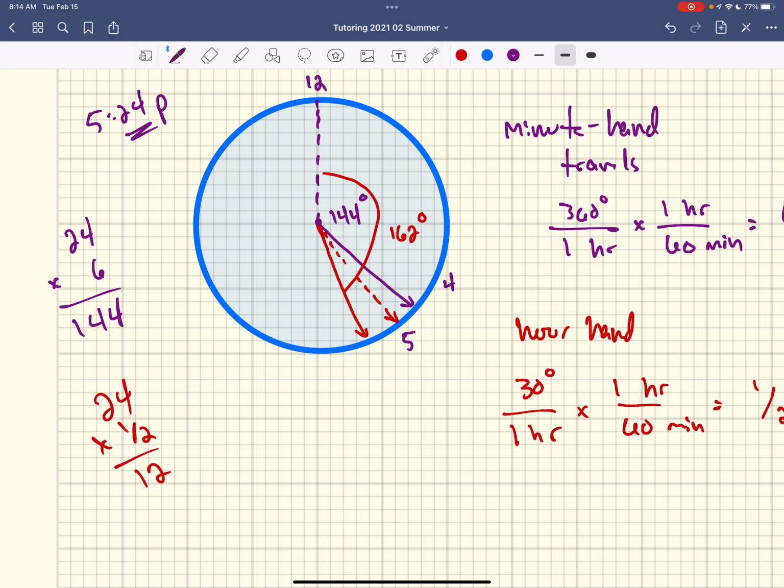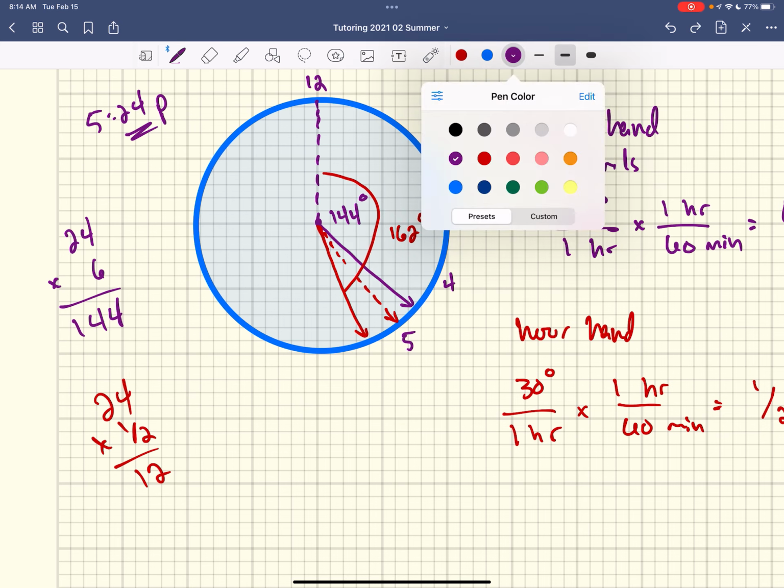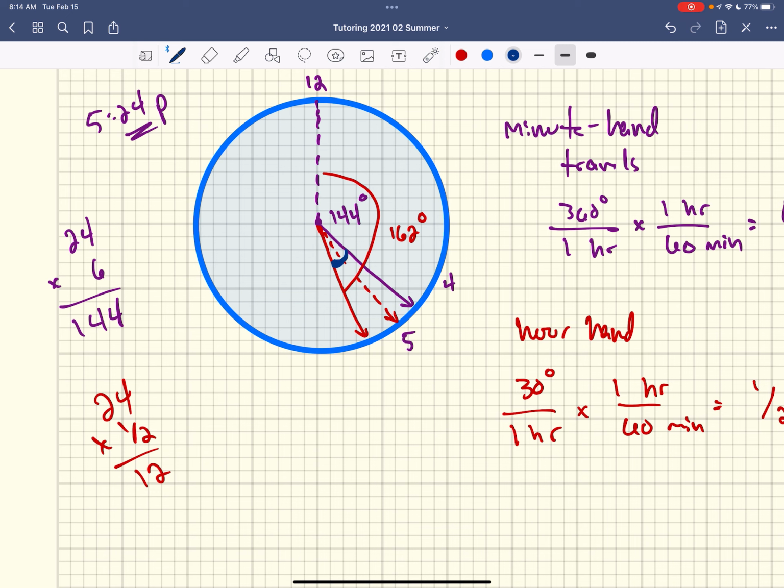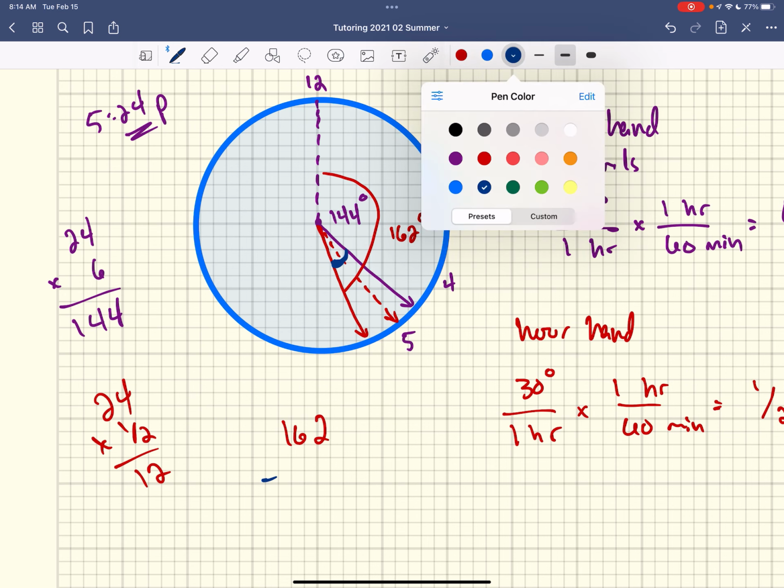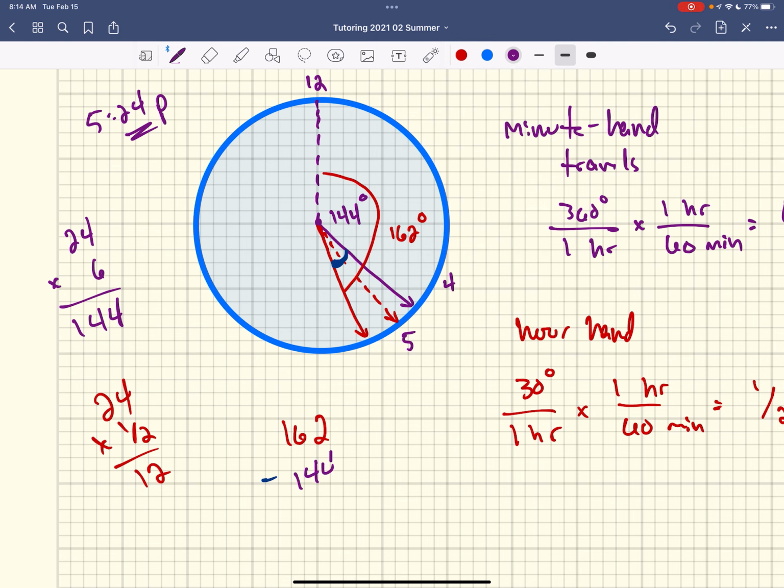Finally, to find the actual angle that we're interested in, which would be this angle right here, between where the minute hand is now and where the hour hand is now, all we have to do is subtract. We're going to do 162 minus 144, and that's going to tell us that the angle now between these two hands must be 18 degrees. And I do want to check this one. I don't know that I'm super confident in my work here.